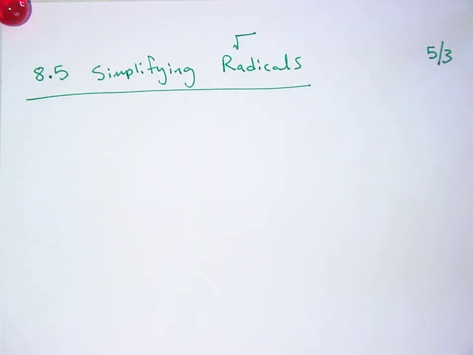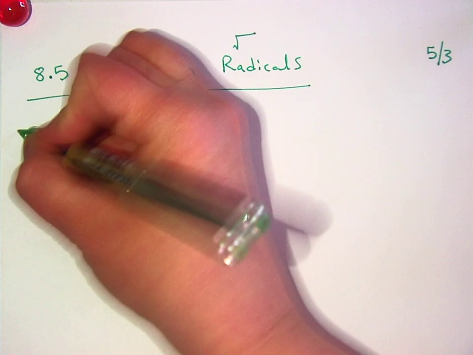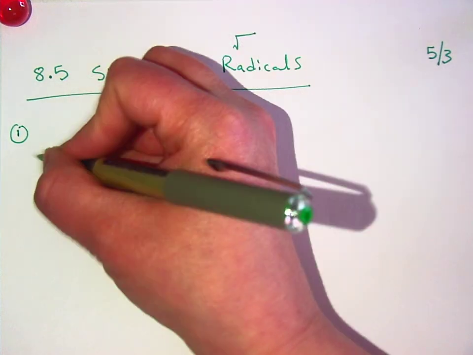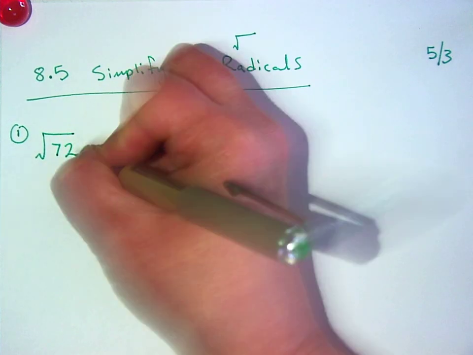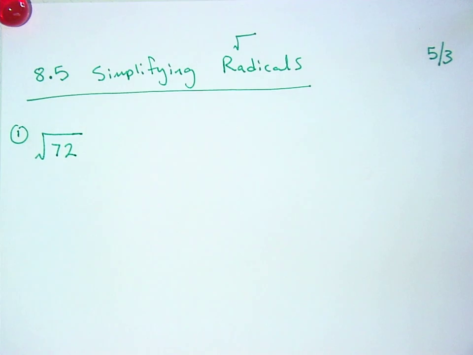The reason why we're doing this today is to show you, because you're going to be using this a lot in your future math classes, and I want to make sure that you have the ability to do this. So everybody write down the square root of 72.